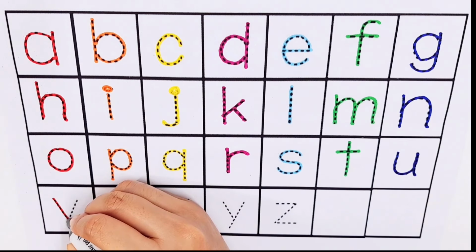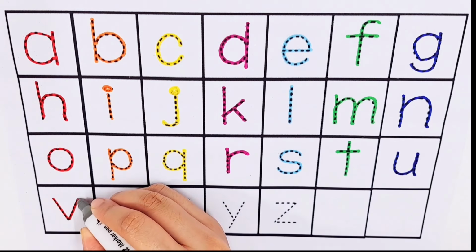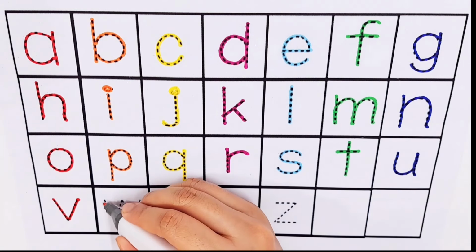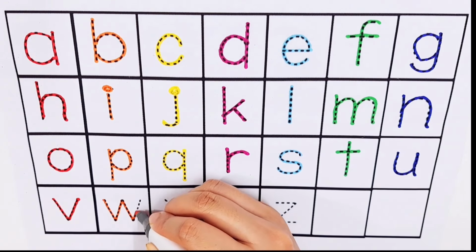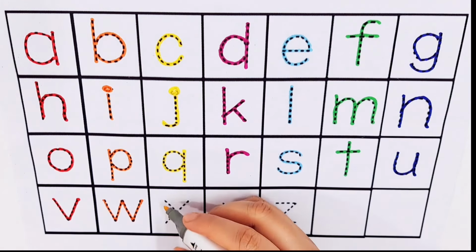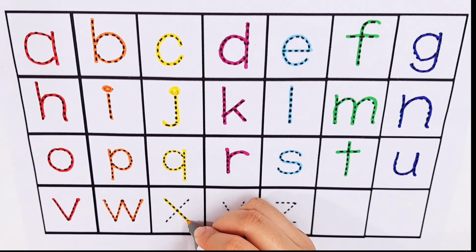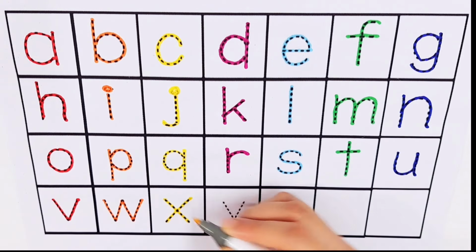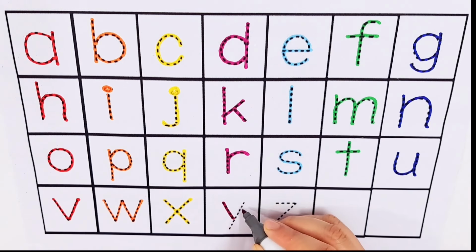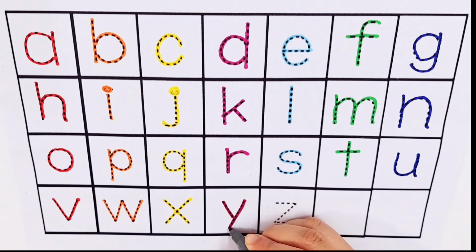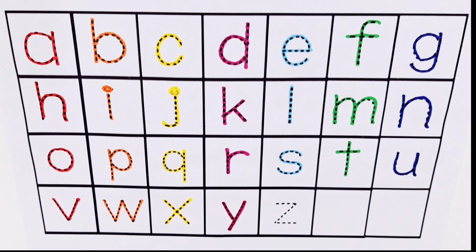V. V is for violin. W. W is for watermelon. X. X is for xylophone. Y. Y is for yak. Z. Z is for zoo.